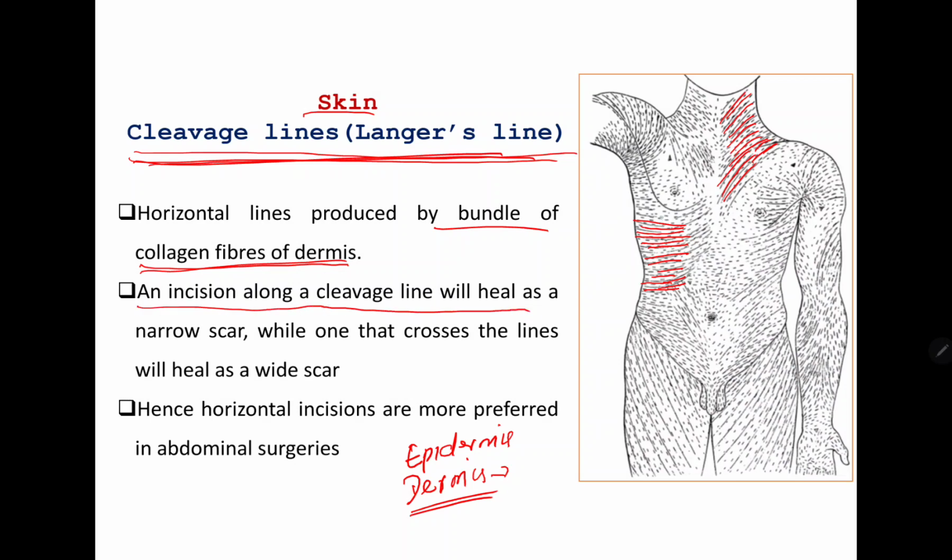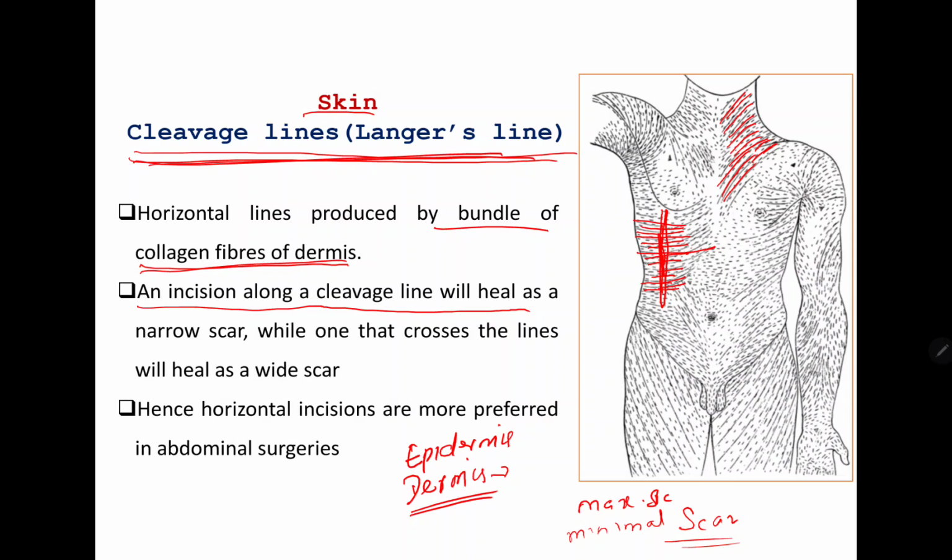That means if the surgeon gives a vertical incision, or an incision like this, it cuts the maximum number of collagen fibers, so there is a maximum scar. If an incision is made along, or parallel to, Langer's line, it produces minimal scar. That's the surgical importance of Langer's line.